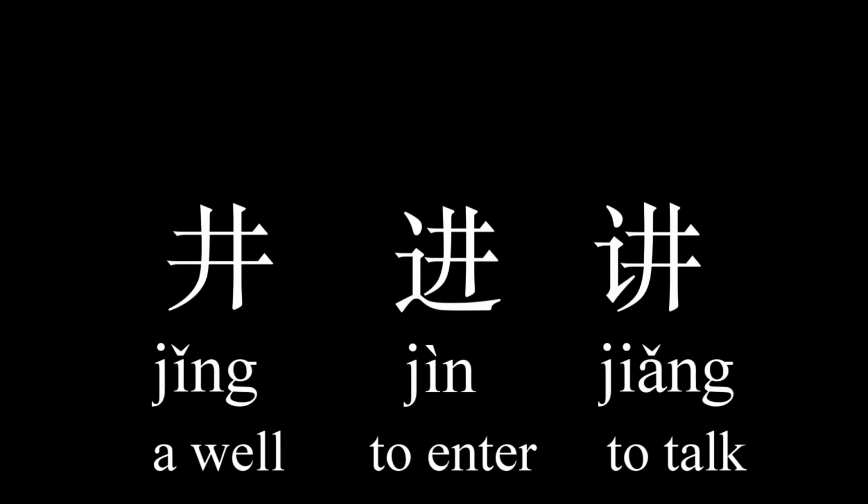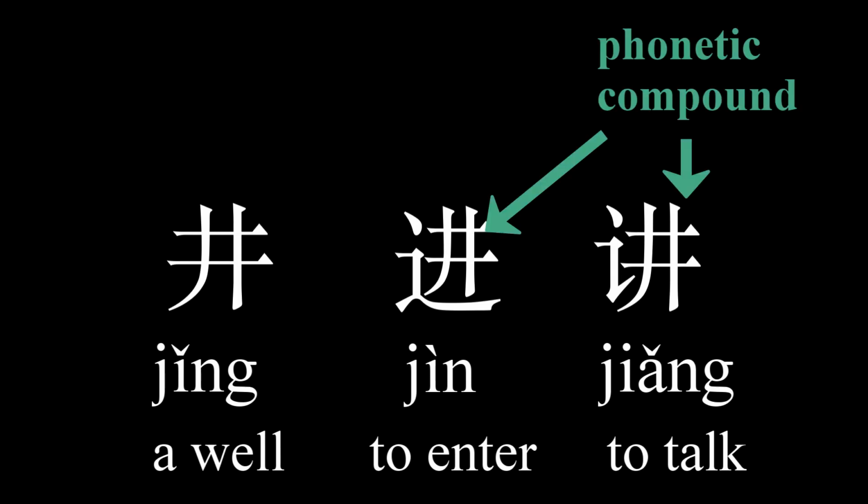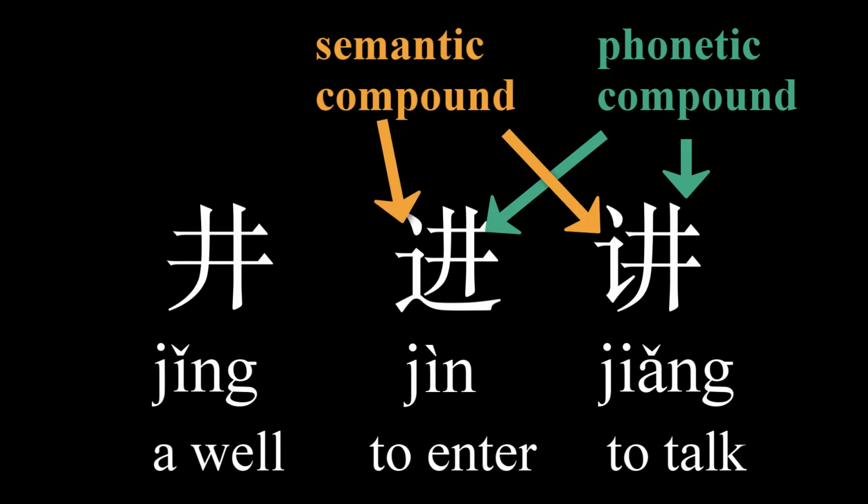And we don't use the term key or radical to speak about components of a character. Look at this set. 井, 进, and 讲. The first character, which means a well, is a pictogram. It looks like a graphic image of a well. But then the second and the third are phono-semantic compounds. They have a phonetic compound, which hints at the pronunciation, and a semantic compound, which hints at the meaning.